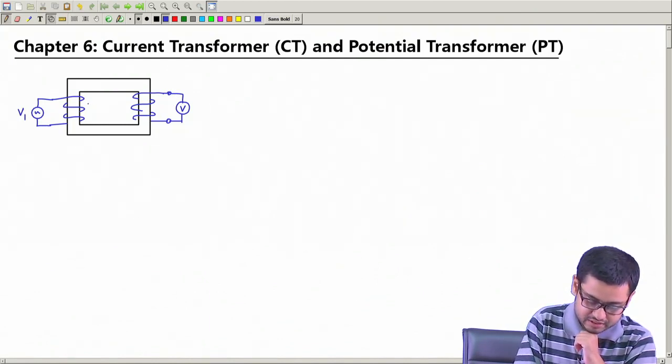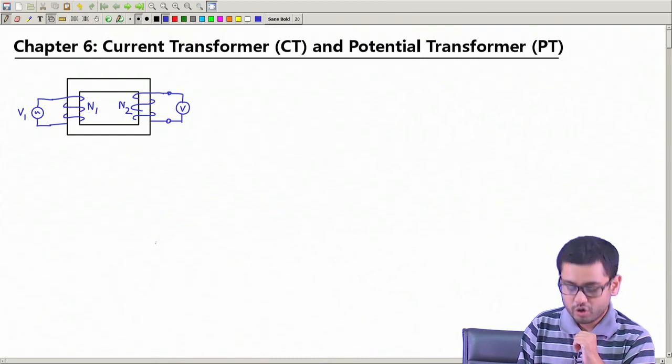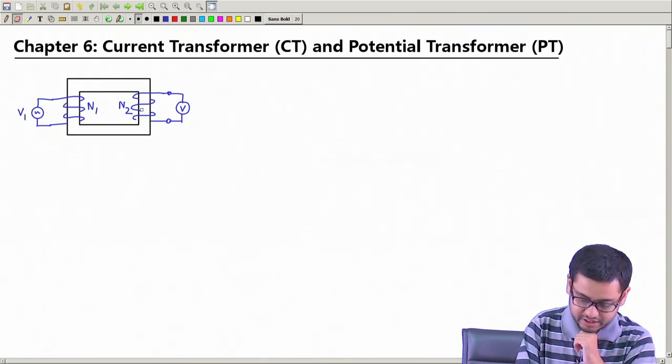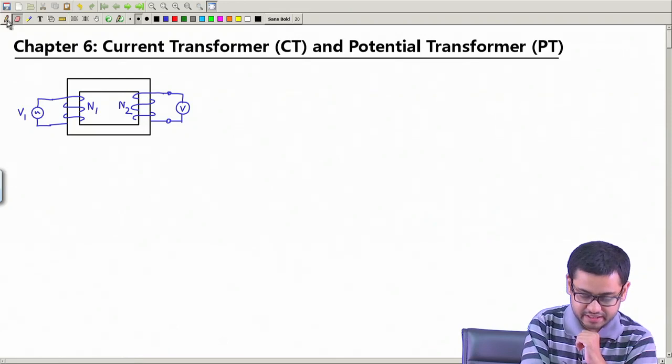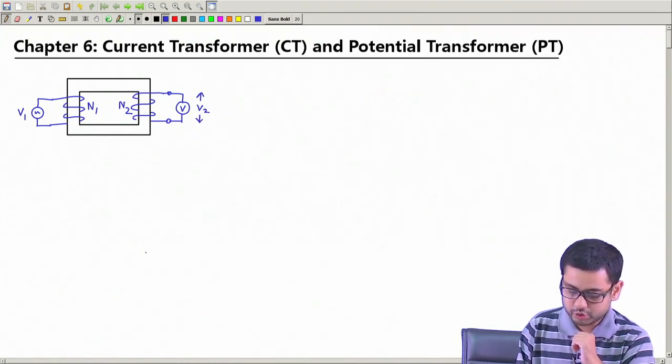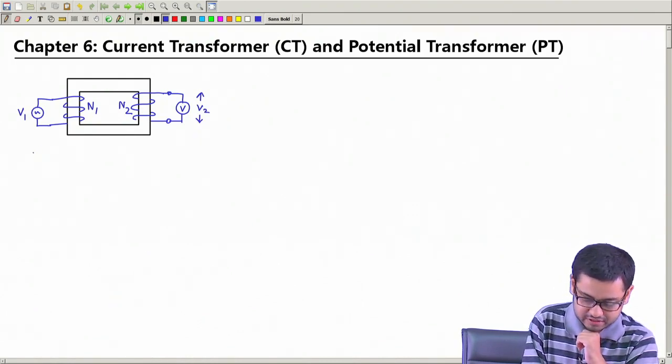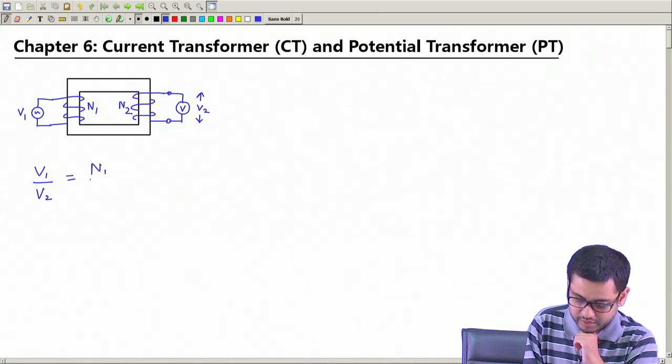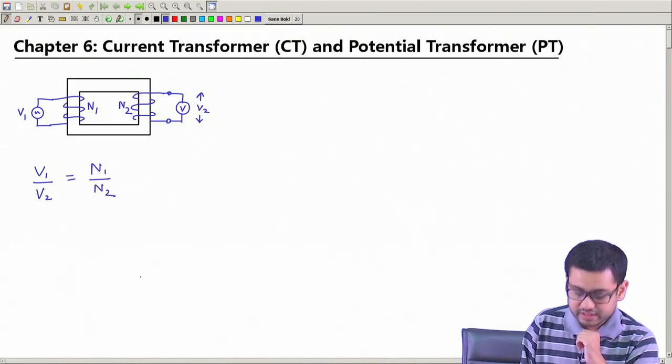And we know that if the number of turns for the primary is N1 and the number of turns for the secondary coil is N2, and if we call this voltage induced in the secondary V2, then the relationship is V1 by V2 is equal to N1 by N2. This is true for an ideal transformer.